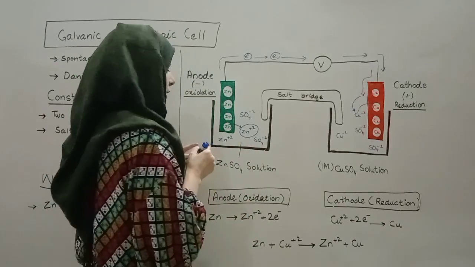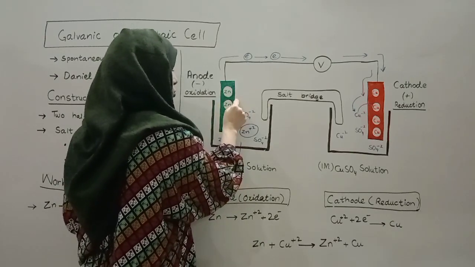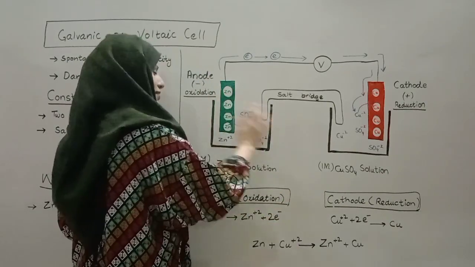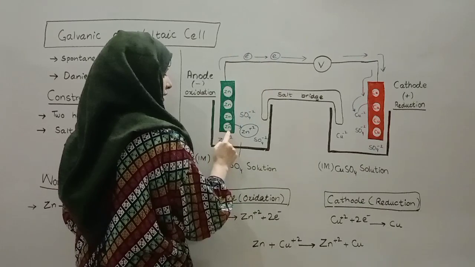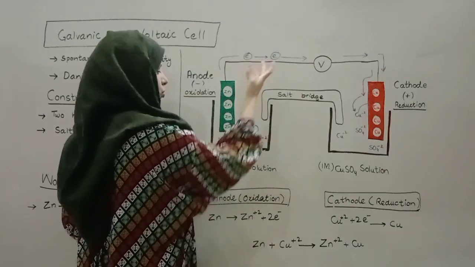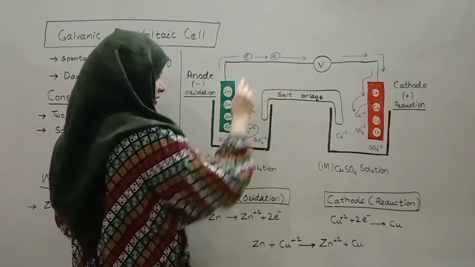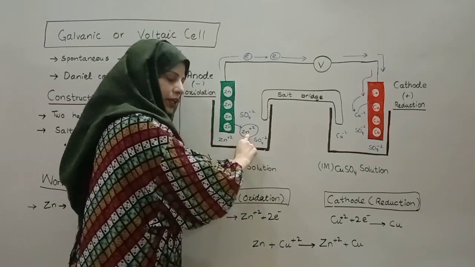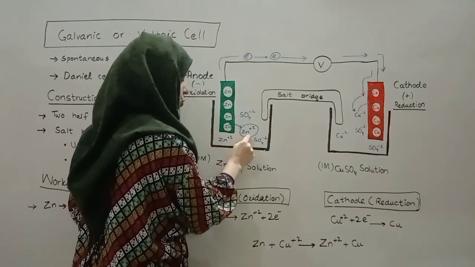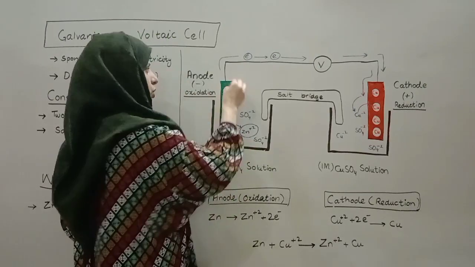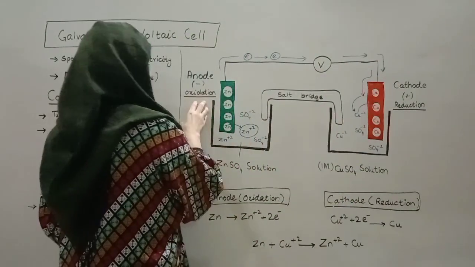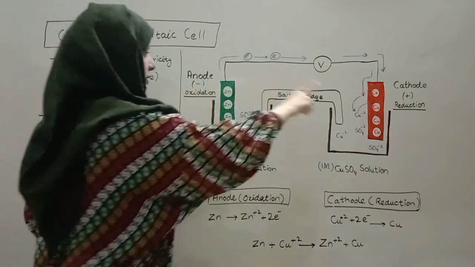Because zinc has a tendency to lose electrons, it easily loses 2 electrons. This is the zinc atom which has no charge. When it loses 2 electrons, it is converted into an ion. That zinc metal, when changed into an ion, dissolves in the water, and these 2 electrons move through the external wire towards the cathode. Here is the anode and there is the cathode.